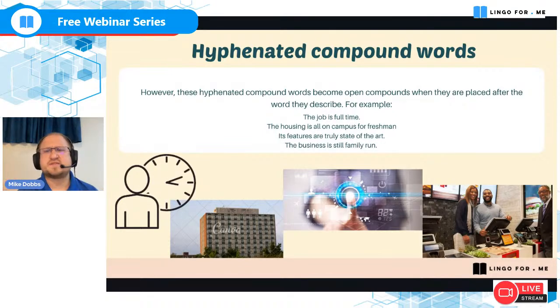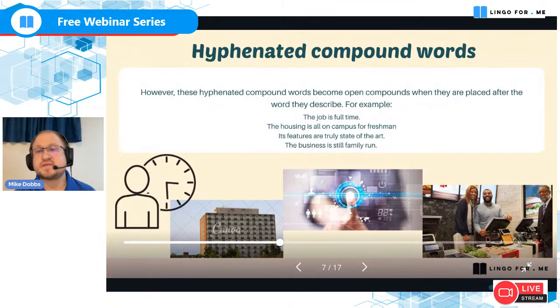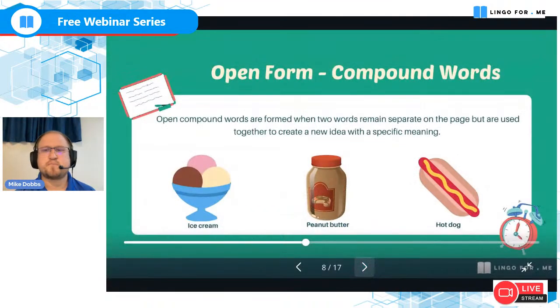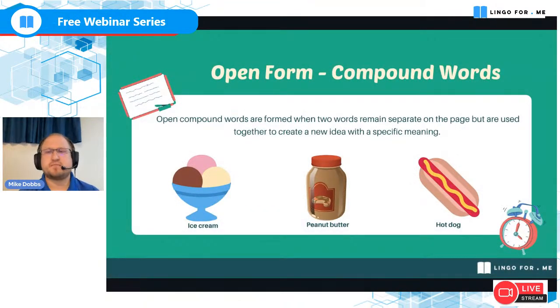And then we have the last one: this business is still family run. Again, it was a family-run business. Now we switch them, so the family run are still together, but we put them after the word business. Business is still the noun, and family-run was hyphenated because it was a compound word describing the business. Now we put it after, so it's an open compound, but we're still talking about what kind of business it is. It's a family run business. Because we put the adjective after, it's an open compound in this instance.